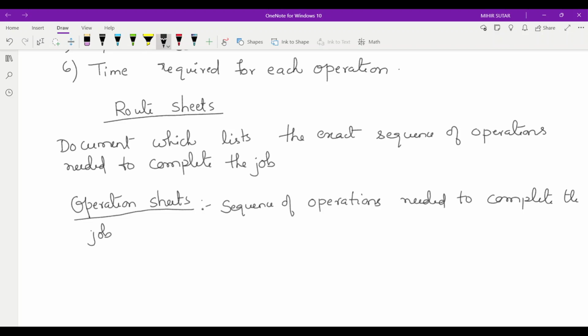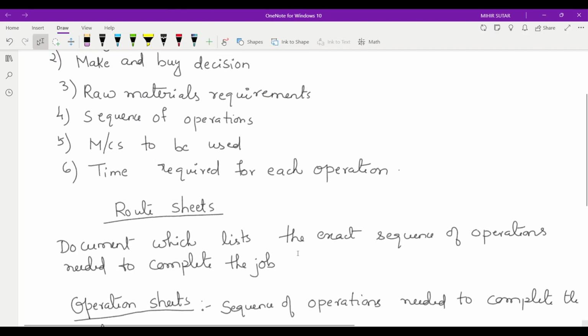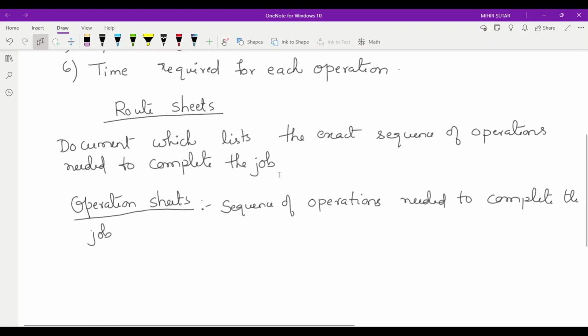So all these machines used to be arranged in a proper sequence. I've told you in the previous step that the machines are arranged as per the sequence of operations, so that there is no or little wastage of time while going from one machine to another. That is known as your layout.